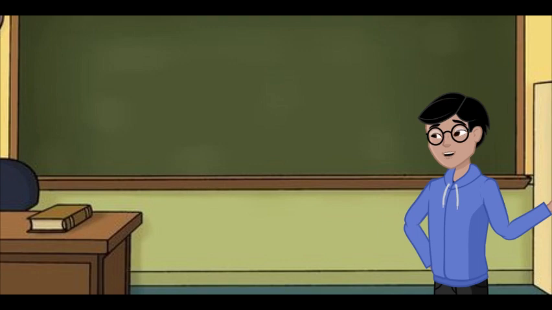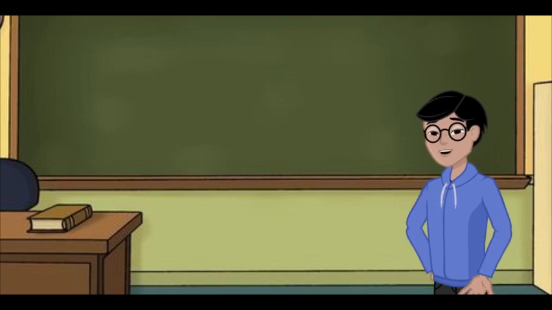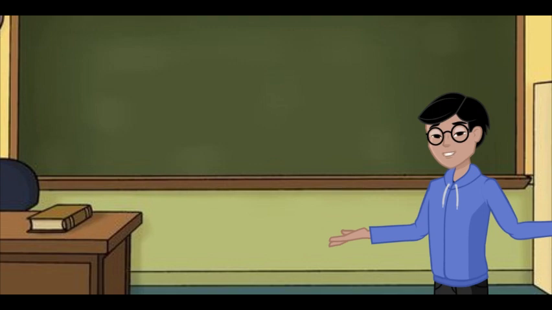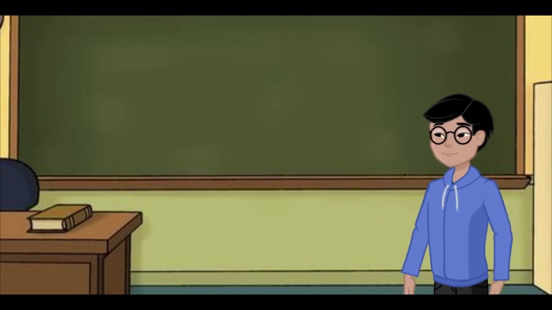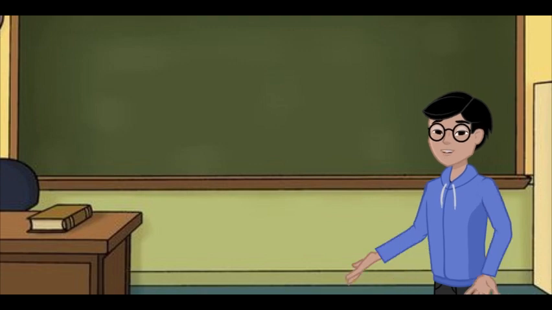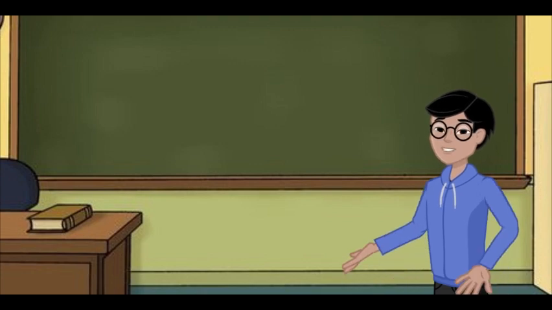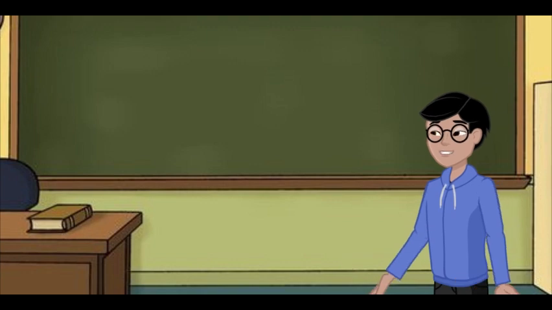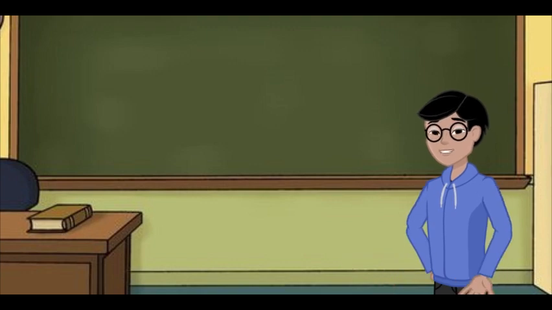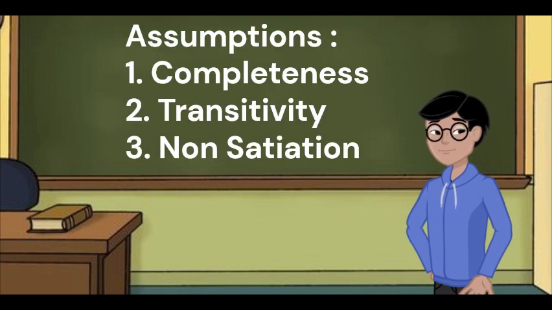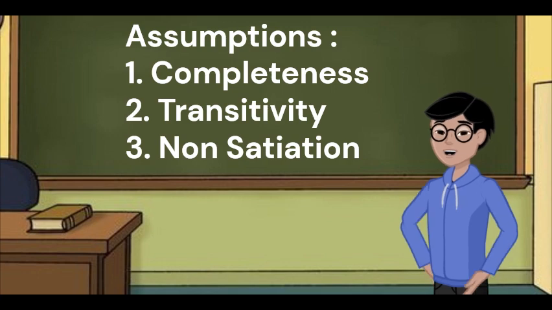In ordinal utility, we don't measure happiness or satisfaction with exact numbers, like saying chocolate gives you 10 happiness points. Instead, we just know you prefer chocolate over the others. Simple, right? Now let's talk about the assumptions behind this theory. Economists love assumptions, it helps make the math work. Here are the key ones.